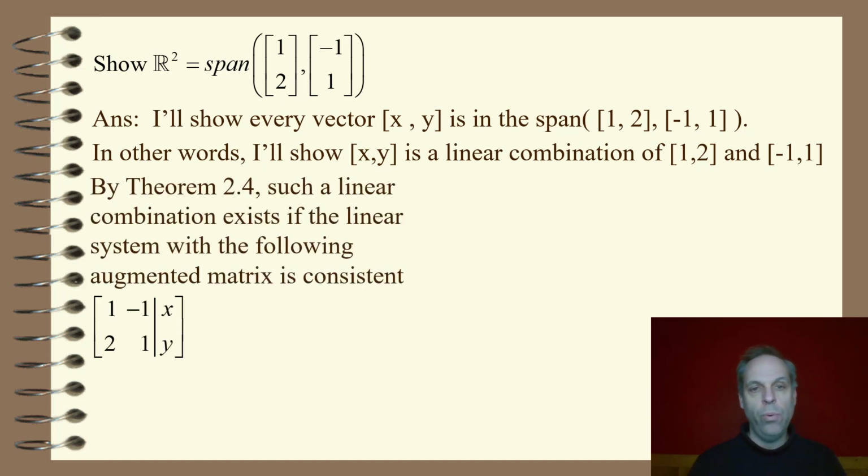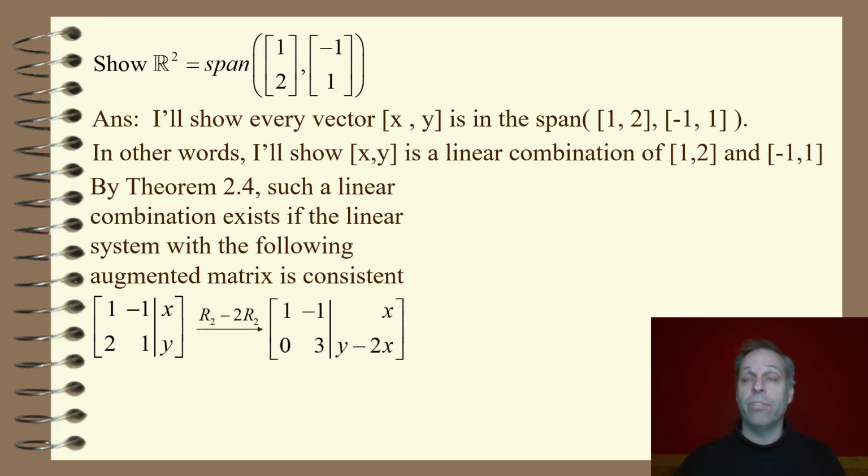To do that, by theorem 2.4, look at the corresponding augmented matrix and the system where the vectors are the columns of the coefficient matrix, and the right-hand side, the constant matrix, is just the target vector, x comma y. If x comma y is a linear combination of those two vectors, the corresponding system has got to be consistent. Let's just row reduce it and see what happens. Again, this is one of those times you probably should do the row operations by hand and not have a computer or a calculator do it.